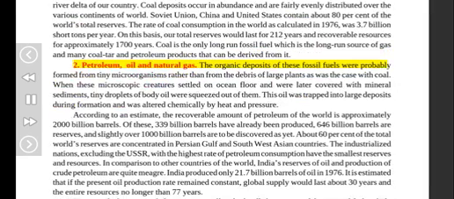2. Petroleum, oil and natural gas. The organic deposits of these fossil fuels were probably formed from tiny microorganisms rather than from the debris of large plants as was the case with coal. When these microscopic creatures settled on ocean floor and were later covered with mineral sediments, tiny droplets of body oil were squeezed out of them.